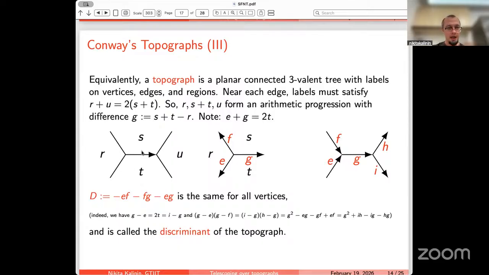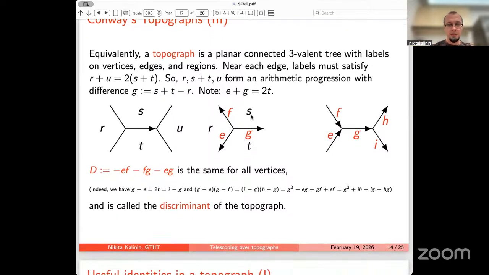If you are given R, S, T near a vertex, you can propagate these values for all regions using this rule. And then you can also define values on edges. So the value on the edge here will be S plus T minus R, for the edge in this direction. If you change the direction of the edge, you will have S plus T minus U. And actually it will be just minus the previous value. So if you choose the orientation of an edge, you have a number. If you reverse it, you change the sign of this number.